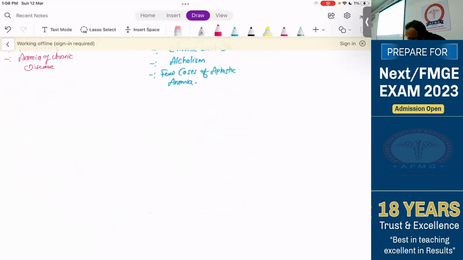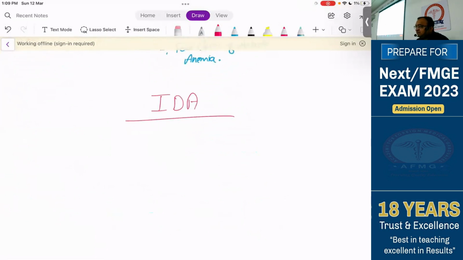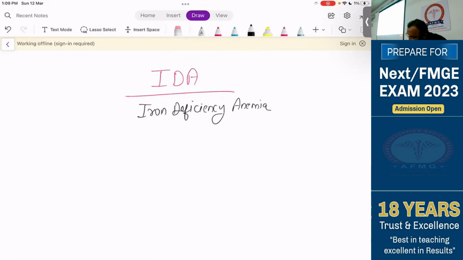So we'll start with the most basic one, the most common one, the IDA. Iron deficient anemia, or iron deficiency anemia. First of all, it is one of the most common nutritional anemias in the world. It is the most common nutritional anemia in the world.